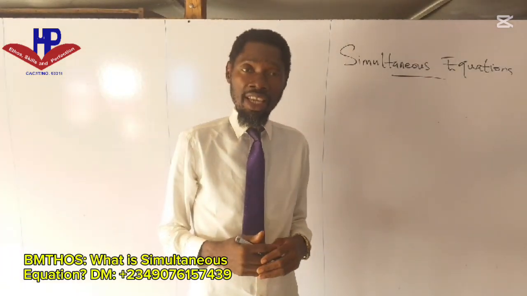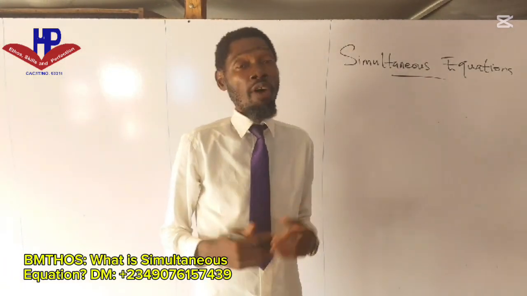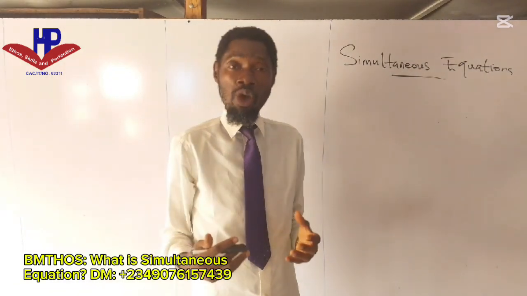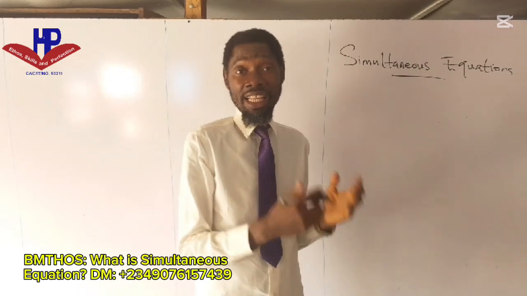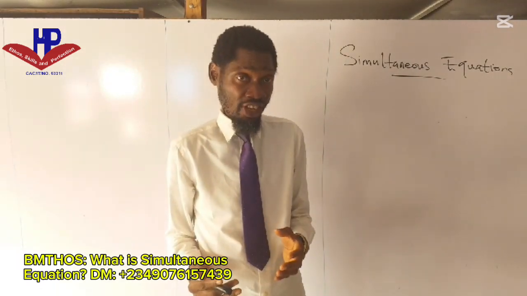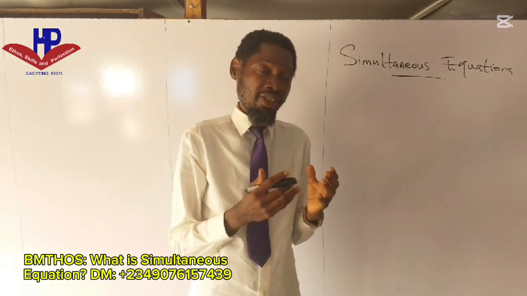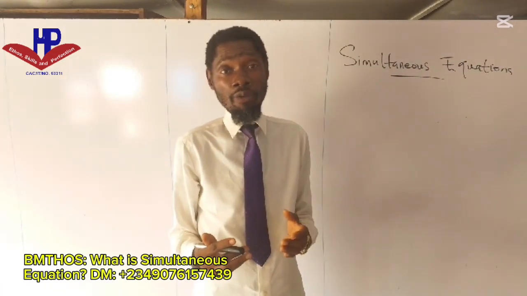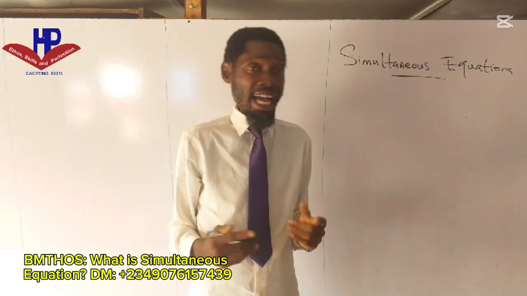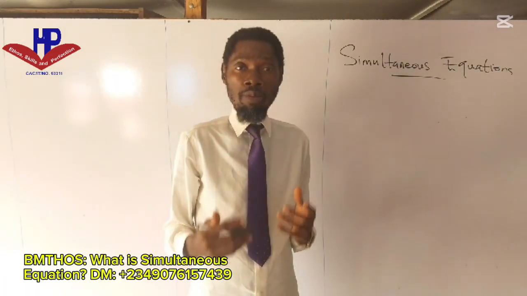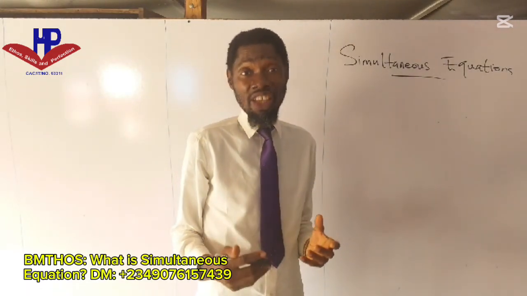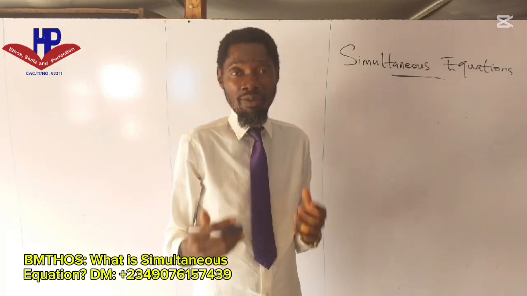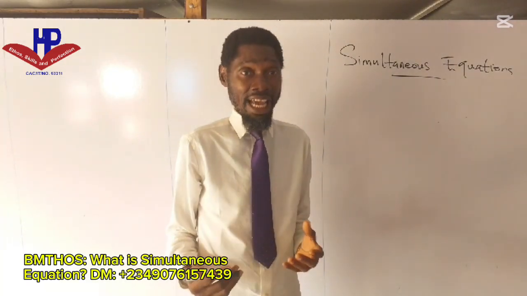A simultaneous equation is a set of two or more equations that could be linear or exponential. So it is a set of two or more equations that are solved at the same time. And these two or more equations have similar variables, or similar letters.